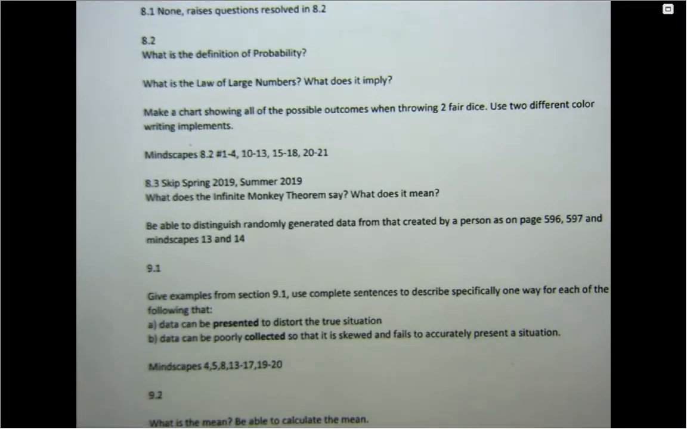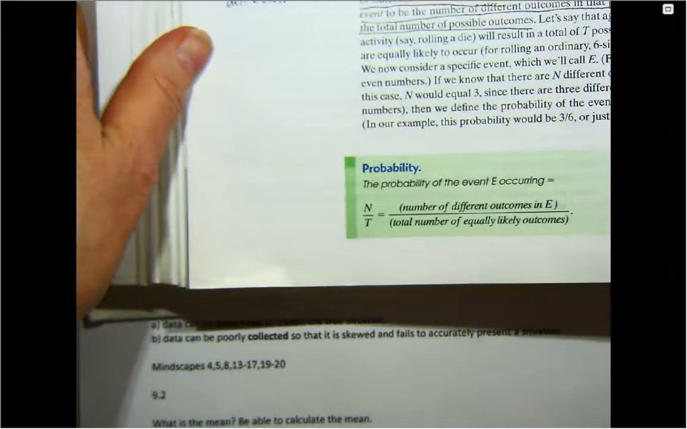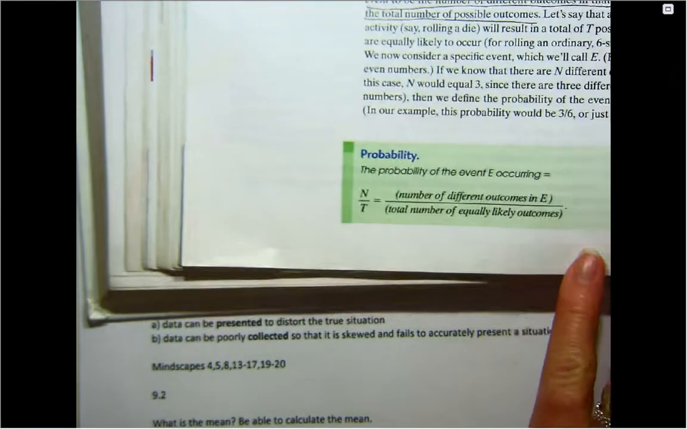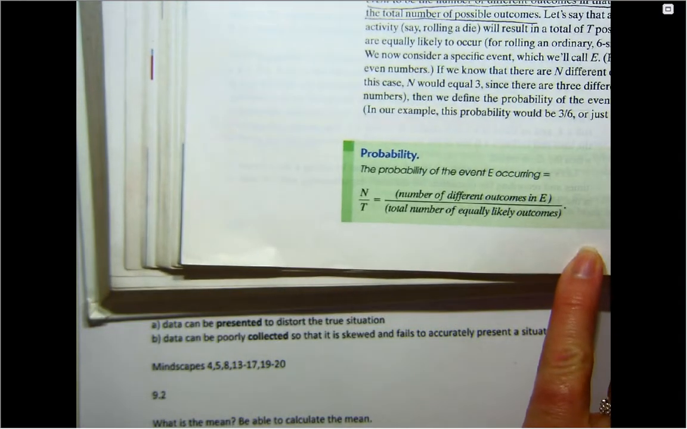Who had 8.2? You had 8.2? Okay. And what did you get for the formula here for the definition of probability? N divided by T, yep. Did you write down what the N and the T are? I'll just look it up and put it here. N is the number of different outcomes to E. And then T is the total number of equally likely outcomes. Good. So there's your definition of probability.